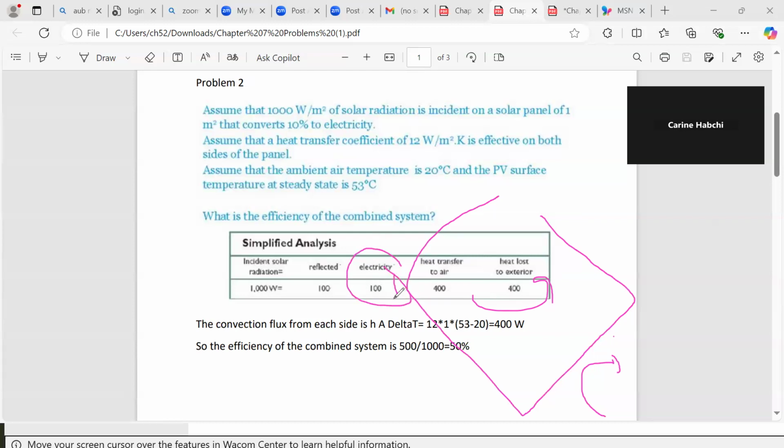But since we have only 10% efficiency for electricity, 10% of this energy will be converted to electricity. To not lose the remaining part, what we will do is the following. For convection from the upper side, we cannot benefit from it because we need the solar energy to strike the solar panel. Can we put any obstacle or move water on the upper side? No. So from the upper side, heat will be lost.